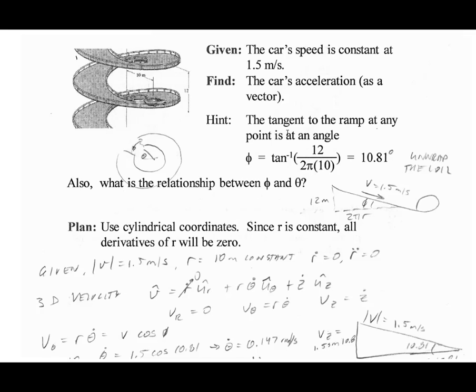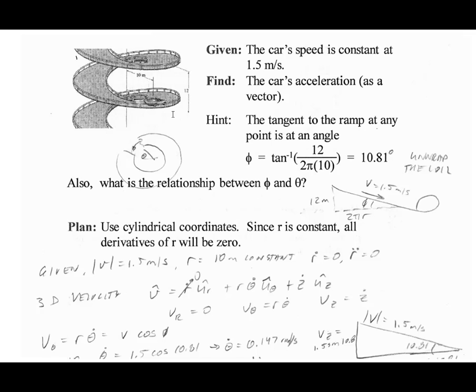We have the tangent to the ramp at any point is at an angle phi equals inverse tangent of 12 over 2 pi r, or phi equals 10.81 degrees. Okay, now where did that come from? How do we get that?